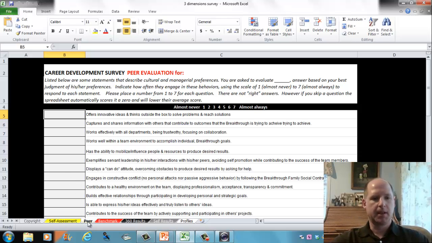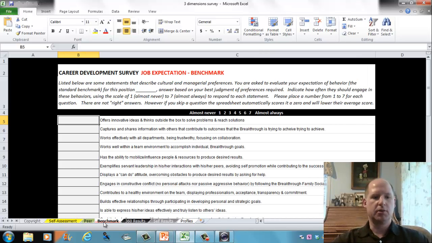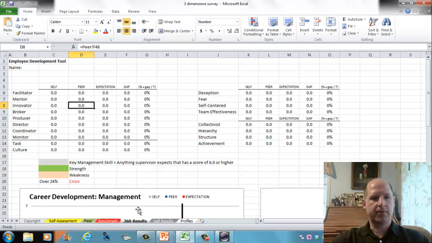You have the peer tab, and that's again for 501 if you're comparing your peer. Your benchmark is the expectation of your job. It's not your supervisor's evaluation of yourself. It's your supervisor's expectation of behavior. So again, that also is used in 501. Then you have in 501 the 360 results there that come in a graph.